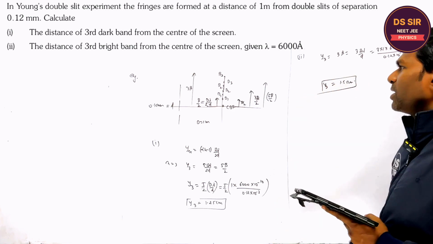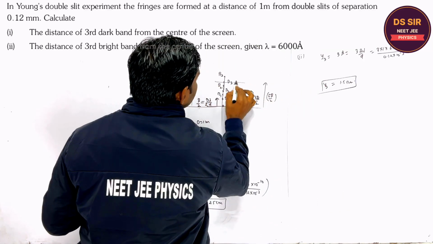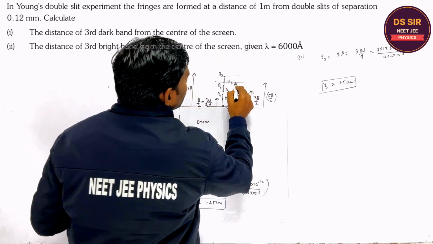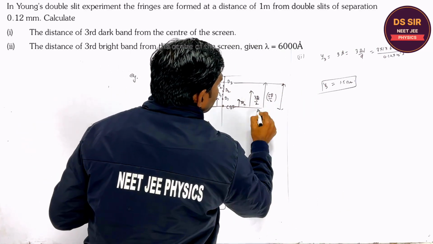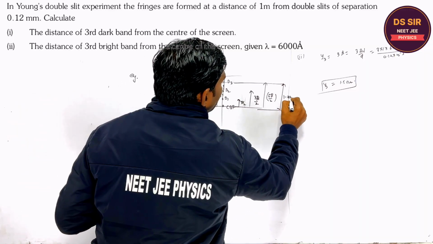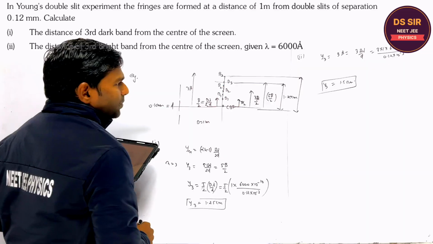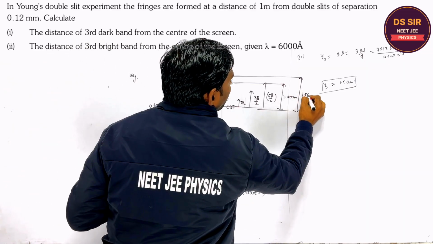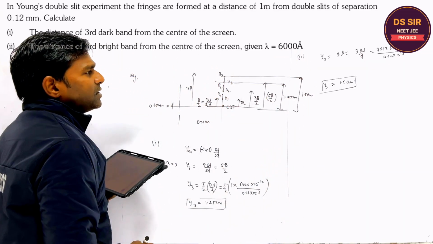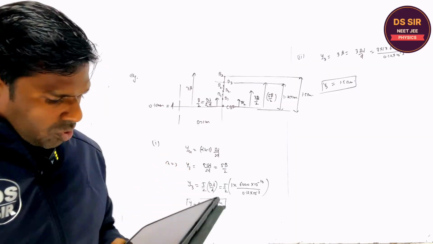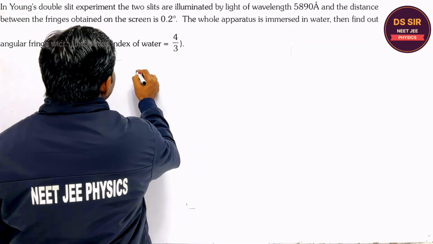This is the Y3, right? After D3, the Y3 comes. So the distance of D3 comes to be 1.25 centimeter, and the distance of B3 comes to be 1.5 centimeter. Is it clear or not? Copy this.